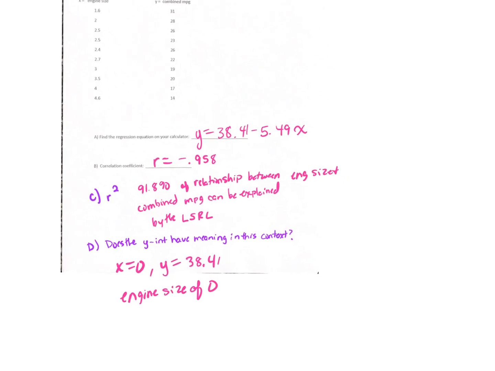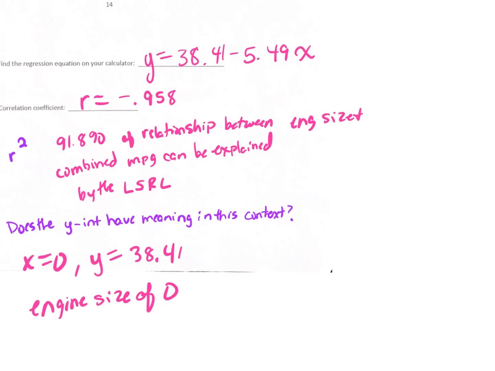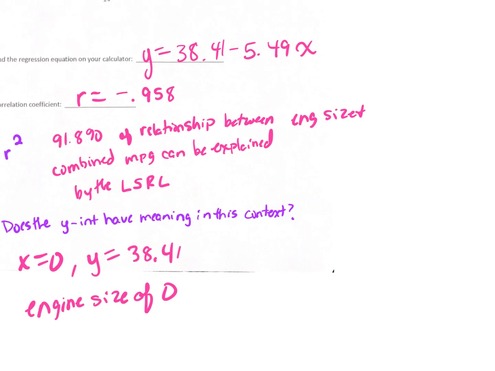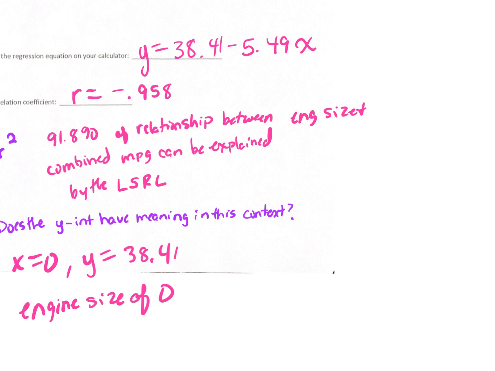Okay, so we went through the process of finding the regression equation and correlation. We talked about R squared, and about whether or not the y-intercept has any meaning or context here, right?